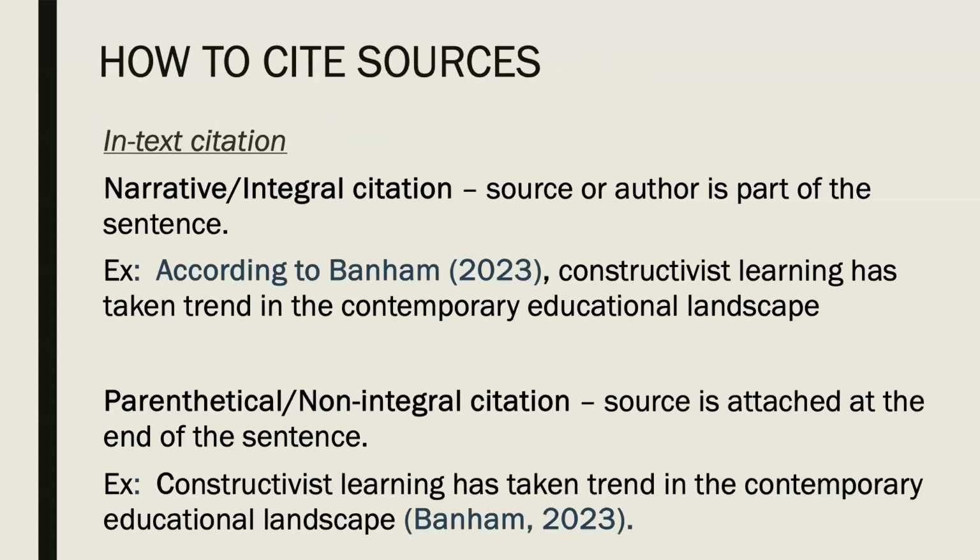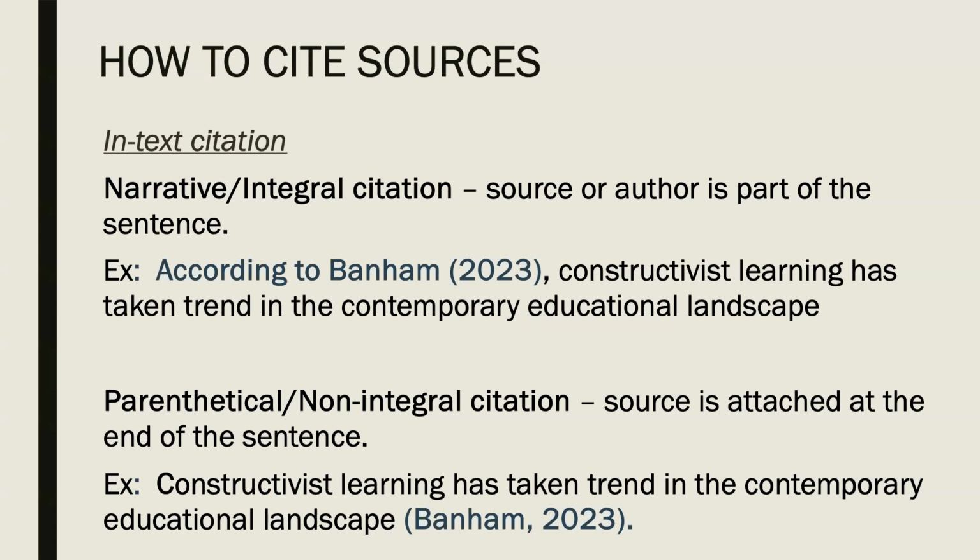Next. Okay. So we've mentioned avoiding plagiarism, and one of the ways we can avoid plagiarism is, of course, by citing the original author while rephrasing the text. In doing so, we need to do in-text citation, or include the author in the sentence. There are two ways we can do that. First is your narrative or integral citation, and the parenthetical or non-integral citation. Integral citation is very easy. The source or author is part of the sentence, so it is actively included in the sentence.